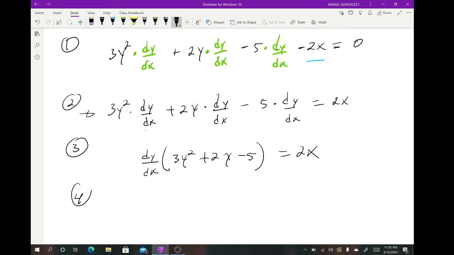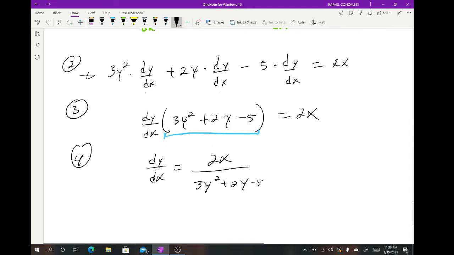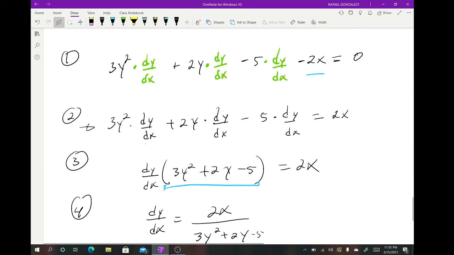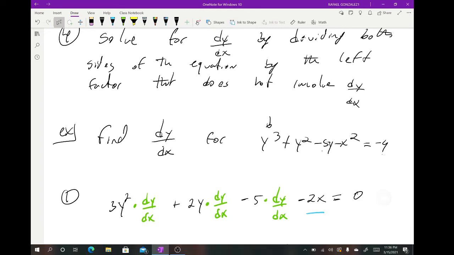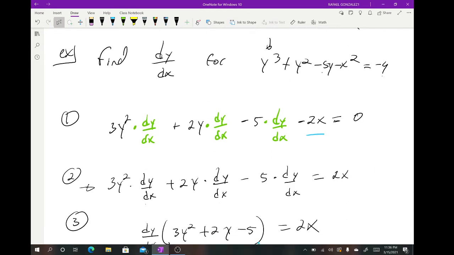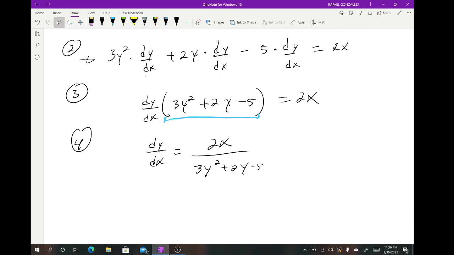And finally, the fourth step is to divide by the factor of dy dx. The factor of dy dx is the value that you're multiplying it with, which in this case is this whole trinomial. So if you divide both sides by this, we have that dy dx is equal to 2x divided by 3y squared plus 2y minus 5. So the derivative with respect to x of y cubed plus y squared minus 5y minus x squared equals -4 is equal to 2x divided by 3y squared plus 2y minus 5.